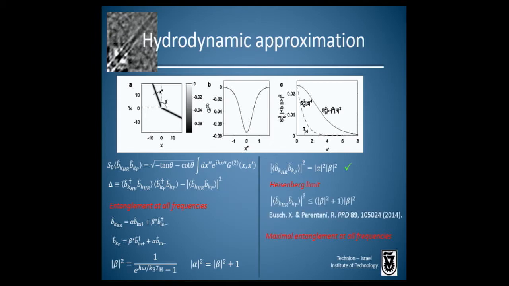Furthermore, the strength of these correlations is limited by the Heisenberg uncertainty principle. They can't be greater than beta squared plus 1 beta squared. And so you can see where alpha squared beta squared is beta squared plus 1 beta squared. So we're exactly at the Heisenberg limit. So this implies that we have maximal entanglement at all frequencies in the sense that it's limited by the Heisenberg uncertainty principle.